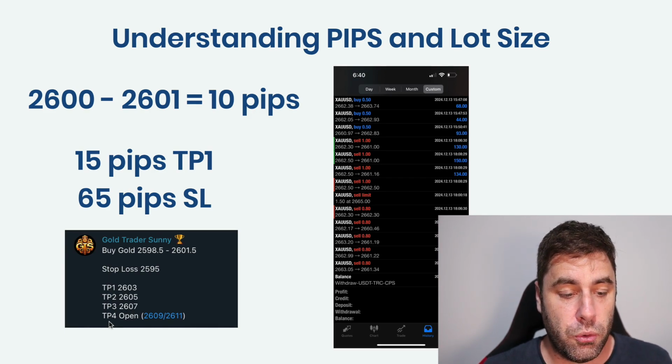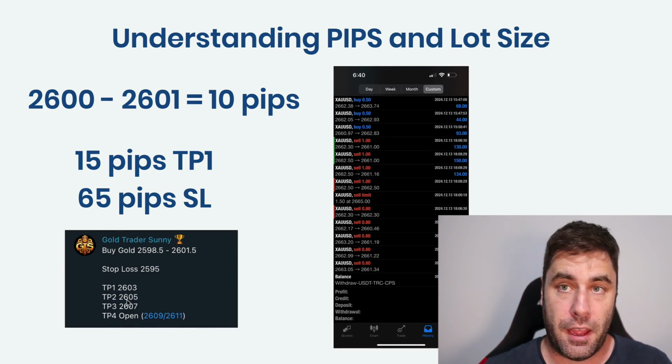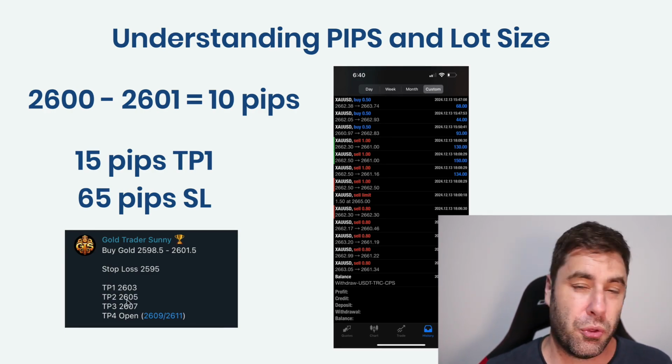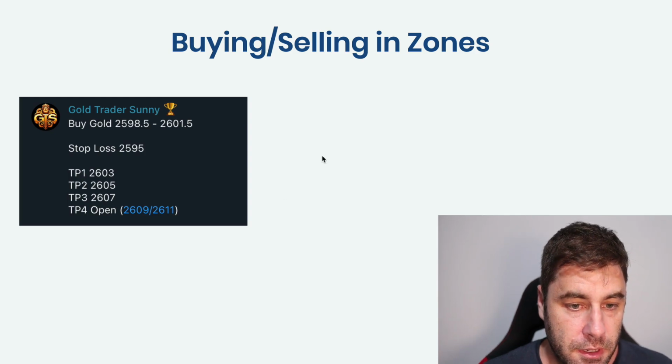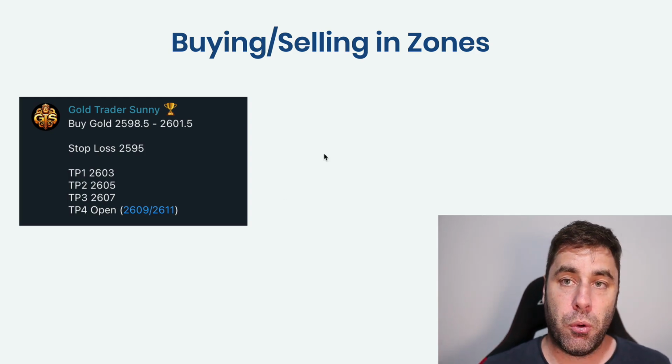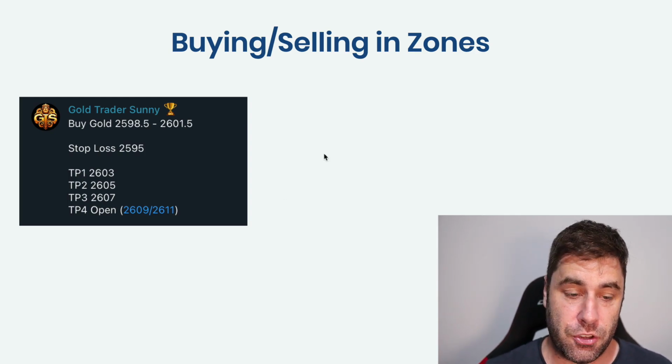So I don't always do all the take profits. I might just do take profit 1 and 2. Depends. You do want to do 3, 4, 5, but it just depends. Sometimes if you don't want to risk a lot of money, you might not be able to do the other ones. Now, I want to talk about what is called buying and selling zones.